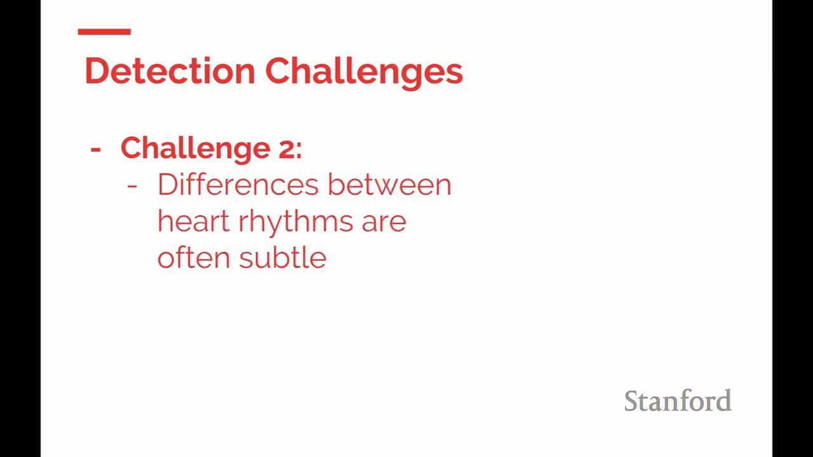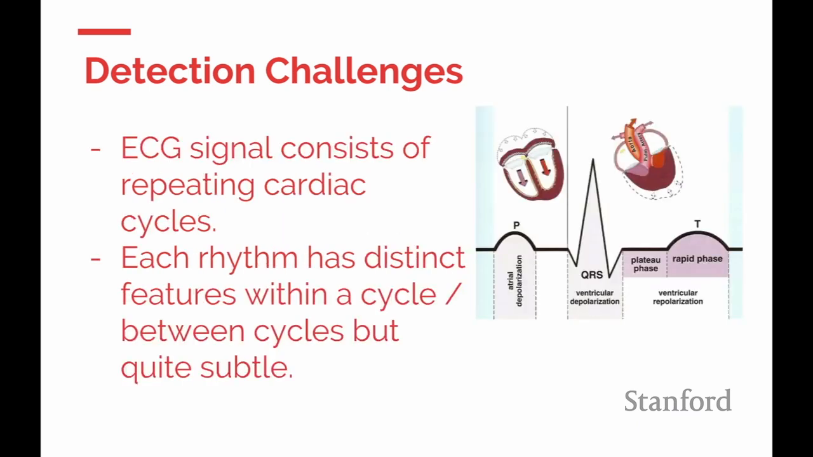And the second one is that the differences between the heart rhythms are very subtle. This is what a cardiac cycle looks like. And when we're looking at arrhythmias or abnormal heart rhythms, one is going to look at the substructures within the cycle and then the structure between cycles as well. And the differences are quite subtle.